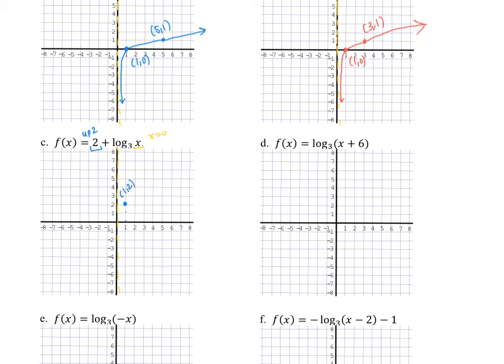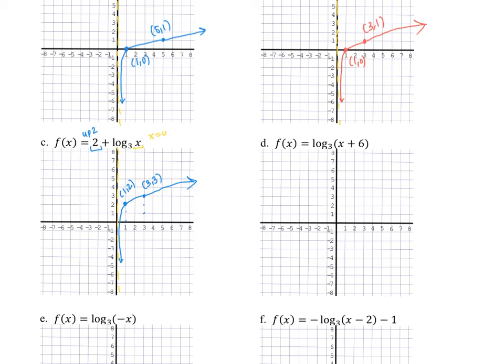My other easy point would be x is 3, because this is base 3. So the log base 3 of 3 is 1. If I move up 2, now it's up here. So now I'm at 3, 3. And again, that's still enough points. It's still heading towards my asymptote and it's curving this way.